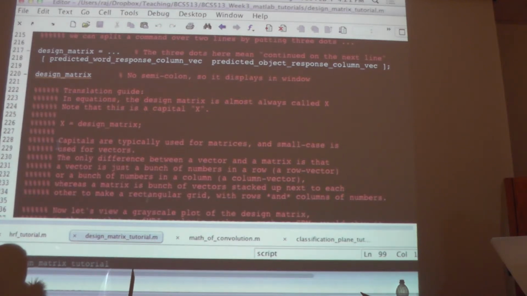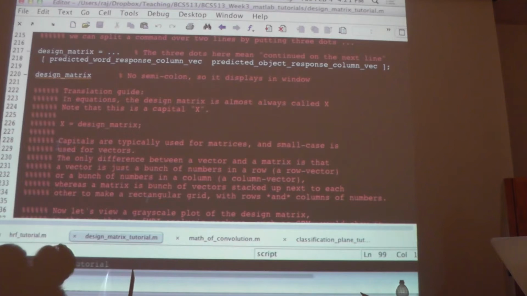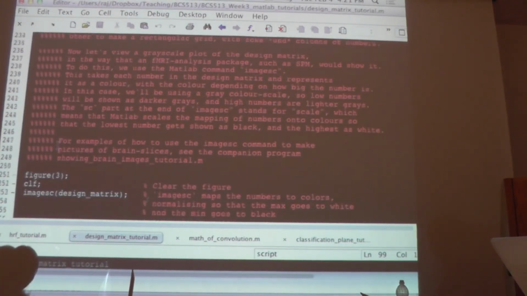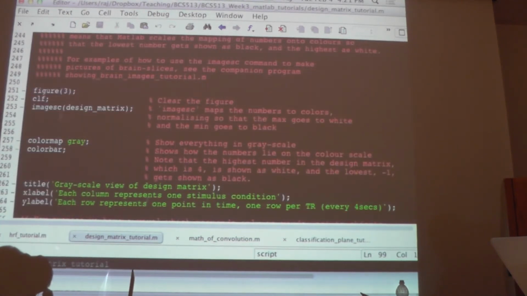If you really get into SPM, which we'll explore more later, though you don't need this level of detail, and you go under the hood, you'll find that the variable that encodes the design matrix is called spm.xX.X. So just be forewarned, it's not called design matrix. But here we're going to call it design matrix, which will involve more typing, but hopefully be more understandable.